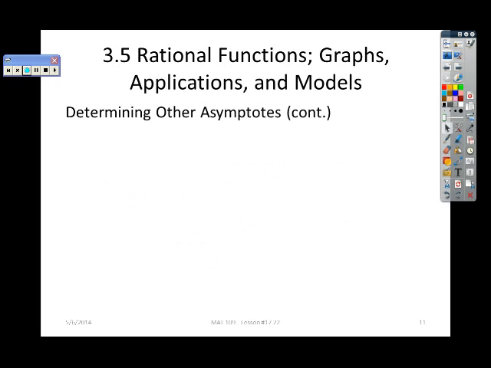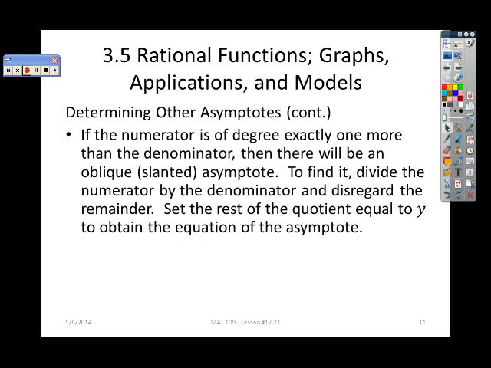Third possibility, what if the numerator is larger? There's only one situation when that's true where you'll get an asymptote. If the numerator is exactly 1 larger, so if the denominator is 2, the numerator would have to be 3. If it's 4 or more, then you don't have an asymptote. If it's exactly 1 more, you actually perform the polynomial division. And the ones we'll do in here, you can use synthetic division. You won't have any harder than that.